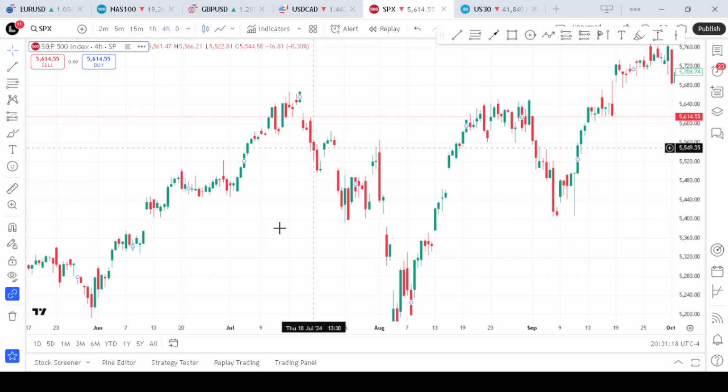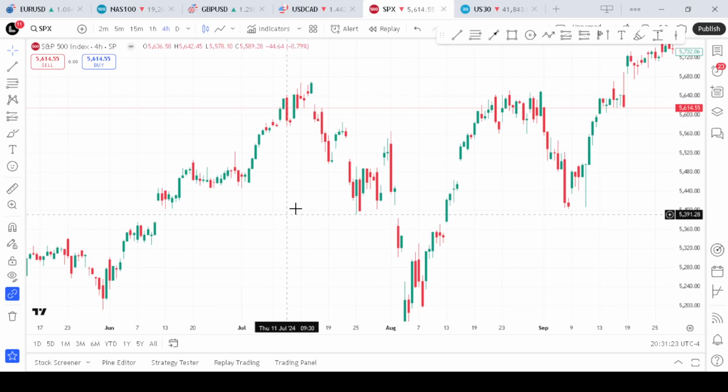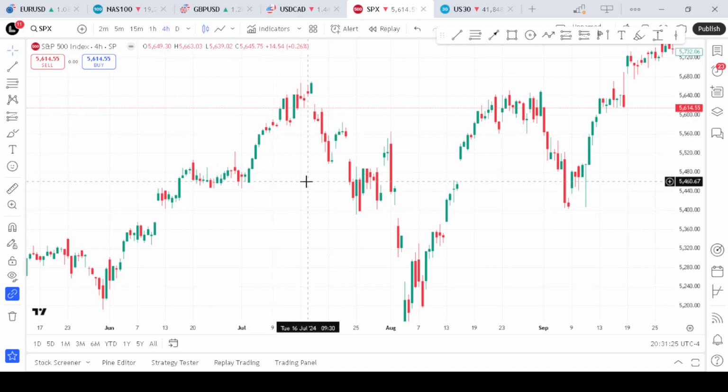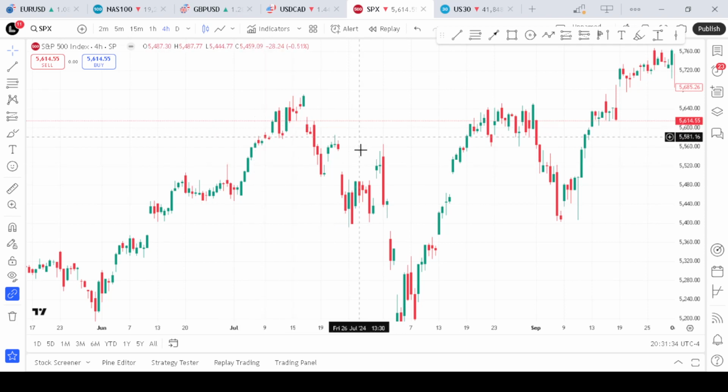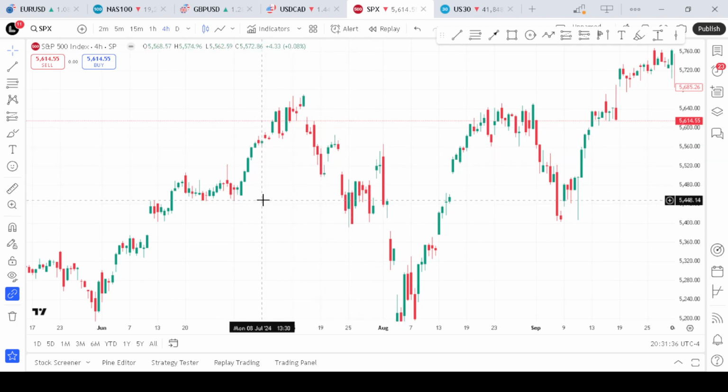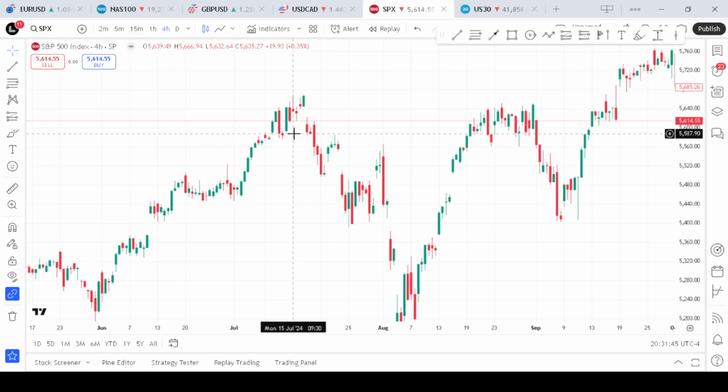Now we start by understanding what the dumpling top pattern is. The dumpling top pattern is a bearish reversal signal that appears at the end of an uptrend. This pattern is characterized by a round top resembling the shape of a dumpling. It indicates a shift from bullish to bearish market sentiment. Recognizing this pattern can be crucial for traders looking to capitalize on potential downturns.